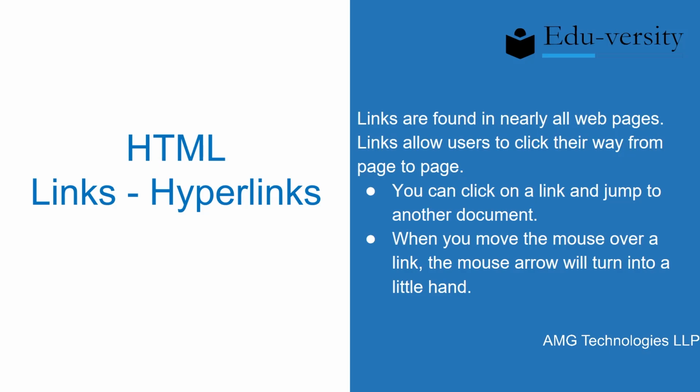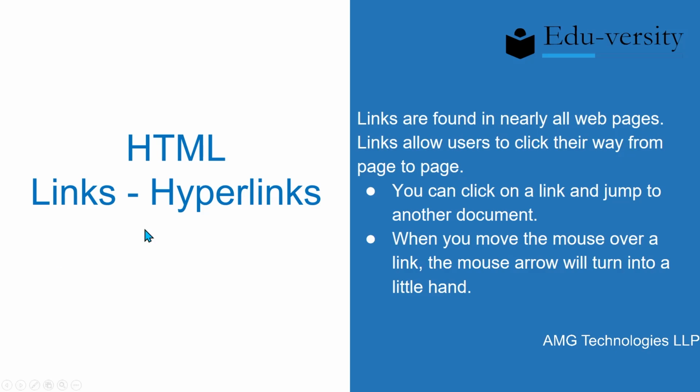So basically links in HTML are known as hyperlinks, and links are found in nearly all the web applications available on the internet today. Links allow users to click their way from page to page. If you are browsing a page and you want to link a secondary page from that web page, you have to use a hyperlink. You can click on a link and jump to another document. And when you move the mouse over a link, the mouse arrow will turn into a little hand.